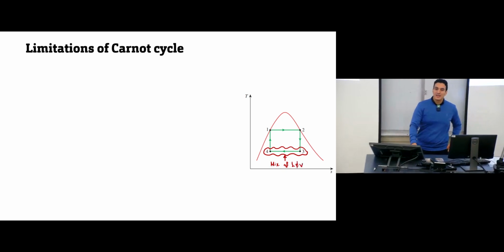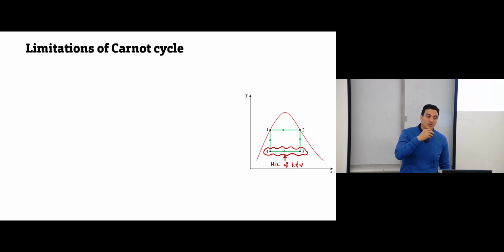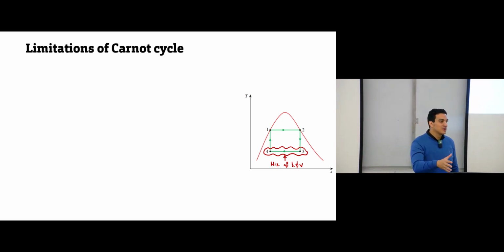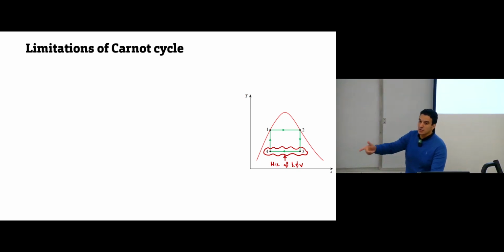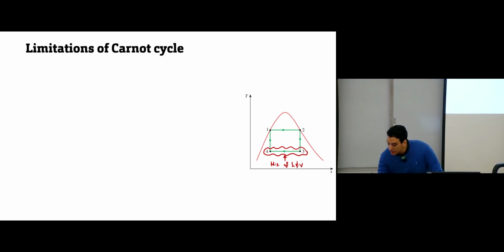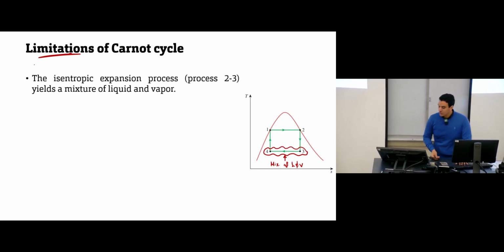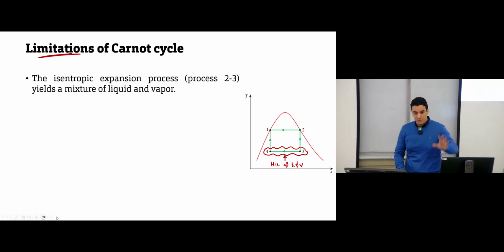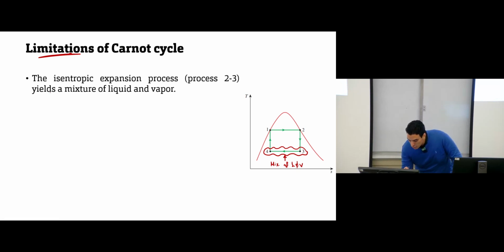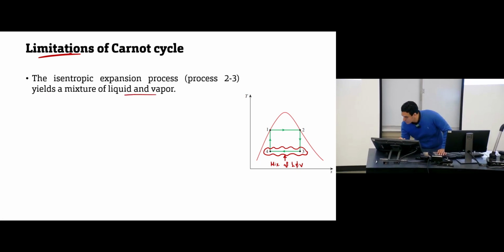And in general, it's very difficult to have equipment that deals with two phases. You can have many pieces of equipment that handle liquid phases, and many that handle vapor or gases, but if you have a mixture of liquid and vapor at the same time, this means you need special equipment. This is the main limitation we have for the Carnot cycle. As we said, we have the isentropic expansion process, process 2 to 3. It yields a mixture of liquid and vapor, which is point 3.